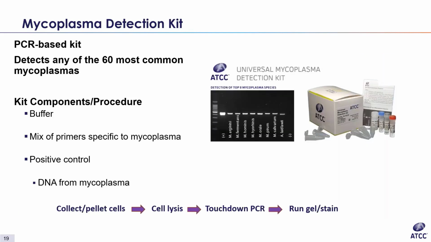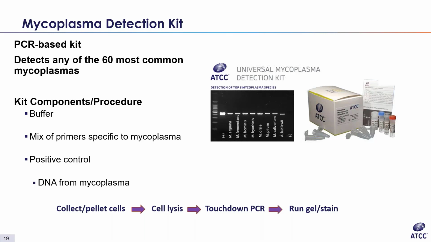Mycoplasma contamination can be detected through a number of available kits in the market. The Universal Mycoplasma Detection Kit from ATCC is a PCR-based kit that can detect 60 of the most commonly identified mycoplasma species. To put it in perspective, over 90% of contamination is caused by just a few species. The kit comes with specific primers that are unique to mycoplasma, with mycoplasma DNA as a control.